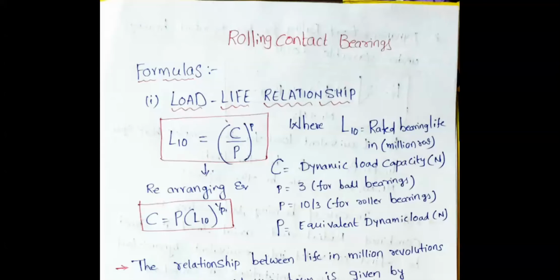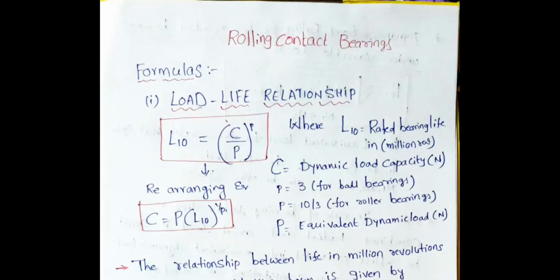You please observe that in the denominator you have capital P, and in the power you have small p. If you want any differentiation, you can use any other letter like K or L or whatever it is, no problem. Some textbooks use K, so please mention those values. That is very important. Right. So where L10 is the rated bearing life in million revolutions, and C is the dynamic load carrying capacity.